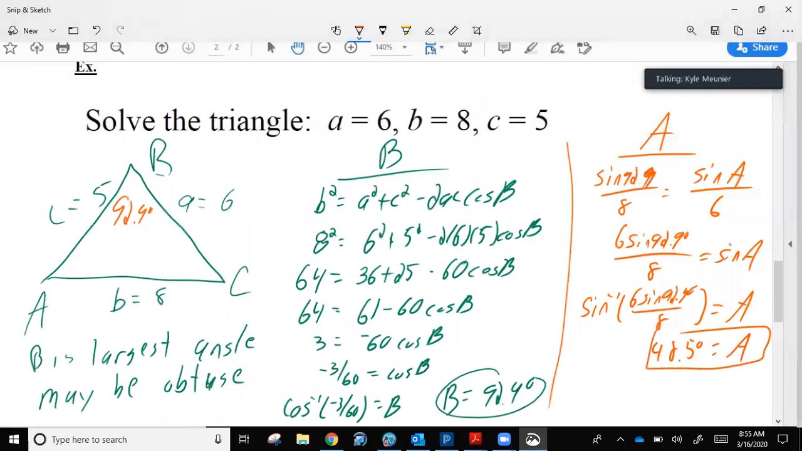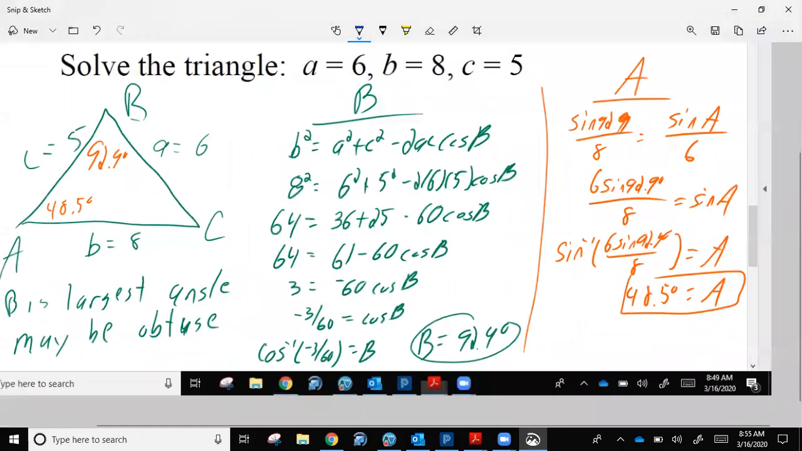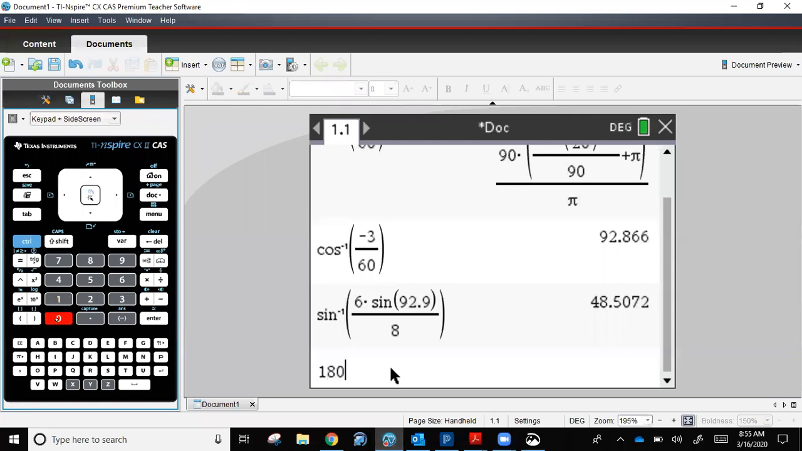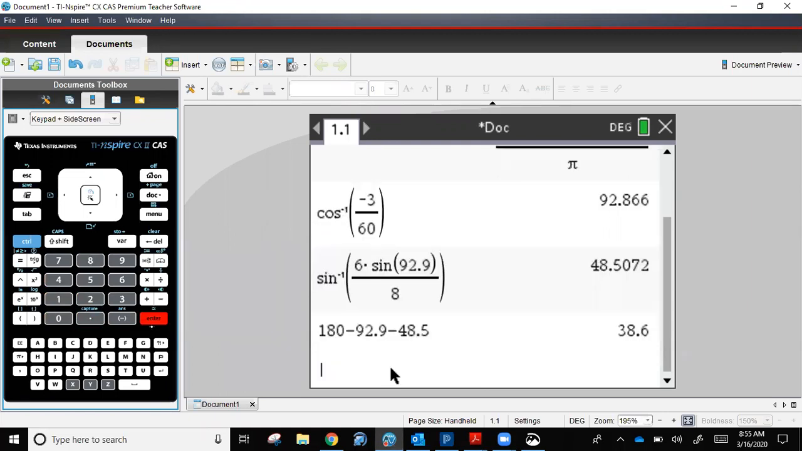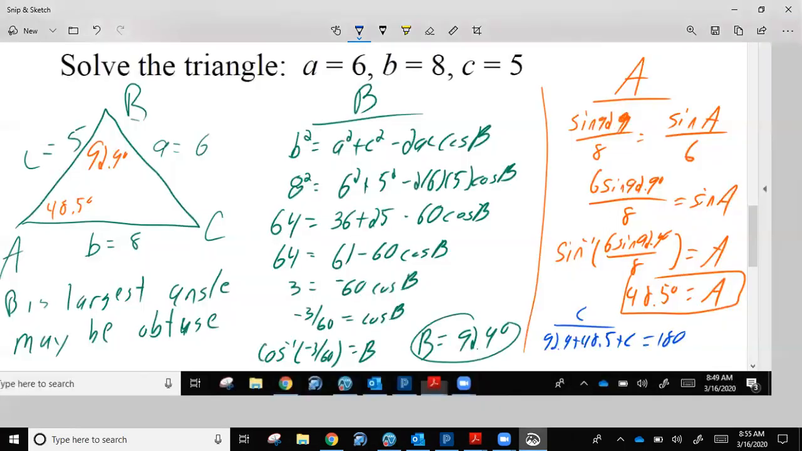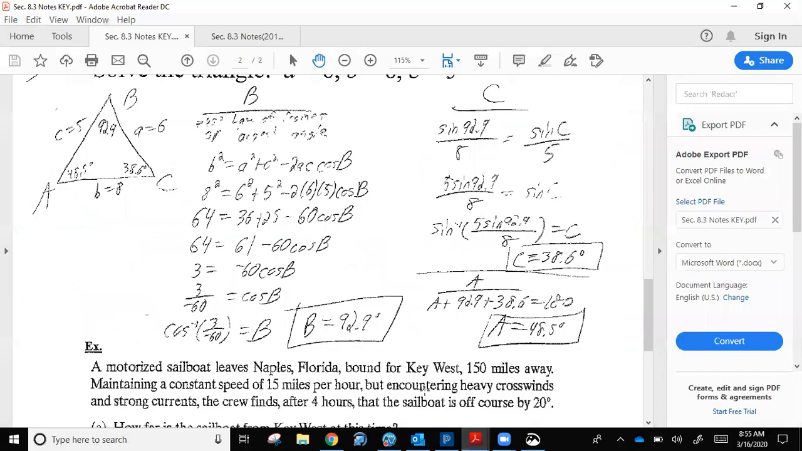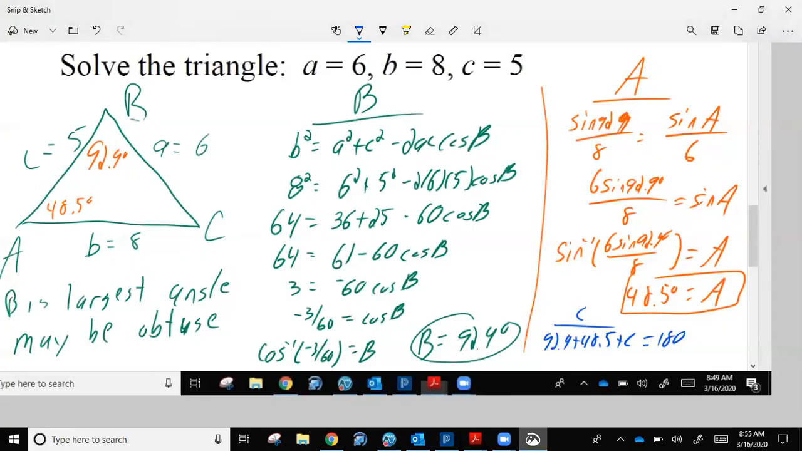And then once I know angle A and angle B, angle C is simply just realizing all angles have to be 180. So 92.9 plus 48.5 plus C is 180. Go to my calculator, 180 minus 92.9 minus 48.5. And we get 38.6, which is what we're shooting for.